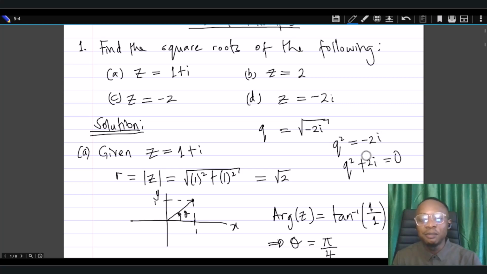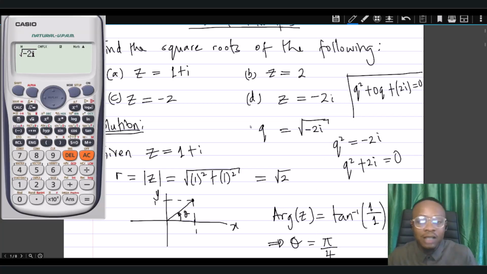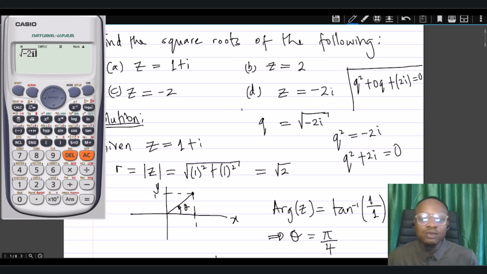This is going to be a quadratic equation, so let's see if we can solve it and obtain its roots. It will give us two roots, two results. If we put this in standard form, this is q squared plus 0q plus 2i, everything equal to 0. If we solve this quadratic equation, we know its roots are going to be the square roots of minus 2i. So let's check if our calculator will be able to do that. If it is, it should produce the two square roots that we are interested in.